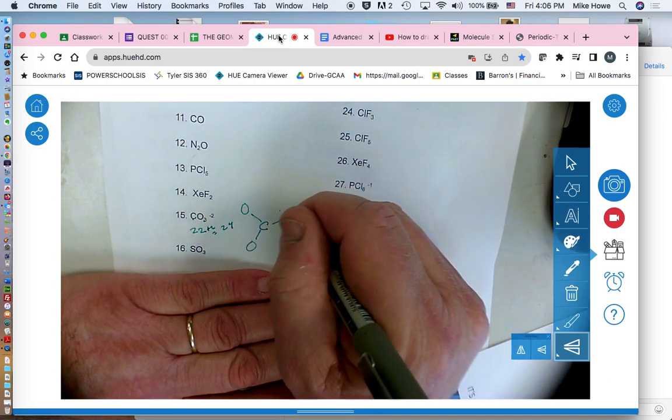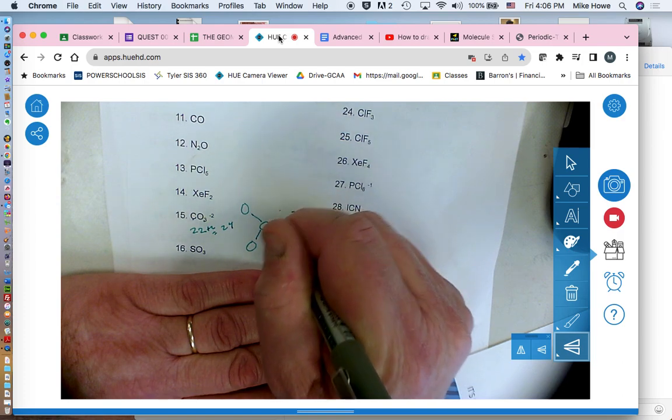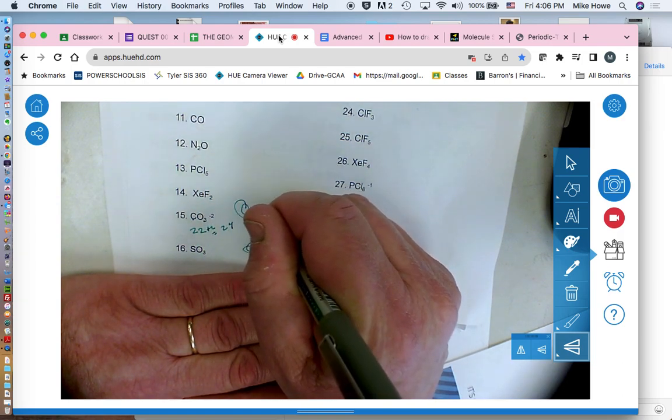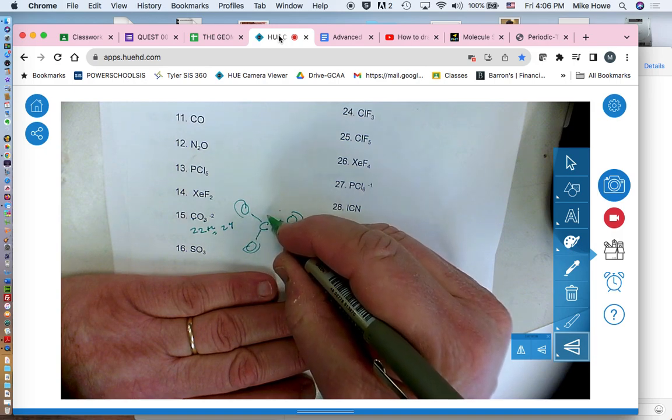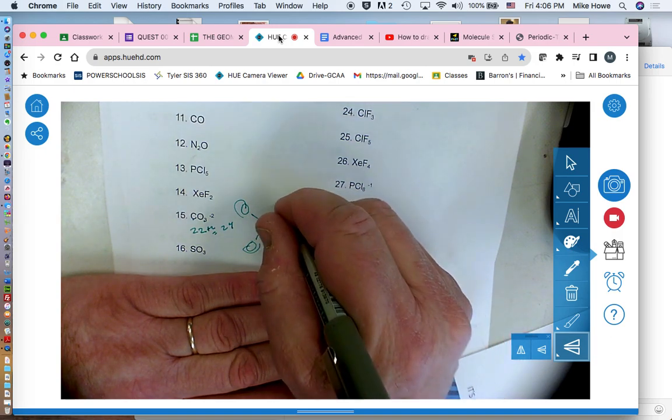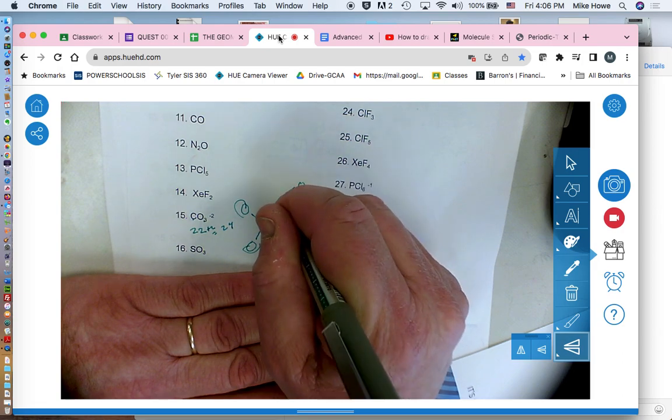Take away 6. You see what's going to happen? I'll put 6 here, 6 here, and 6 here, and I'm going to be 2 short right there. 6, 6, 6 is 18. I still need 2 more here. I don't have them. So what you have to do is add a double bond.